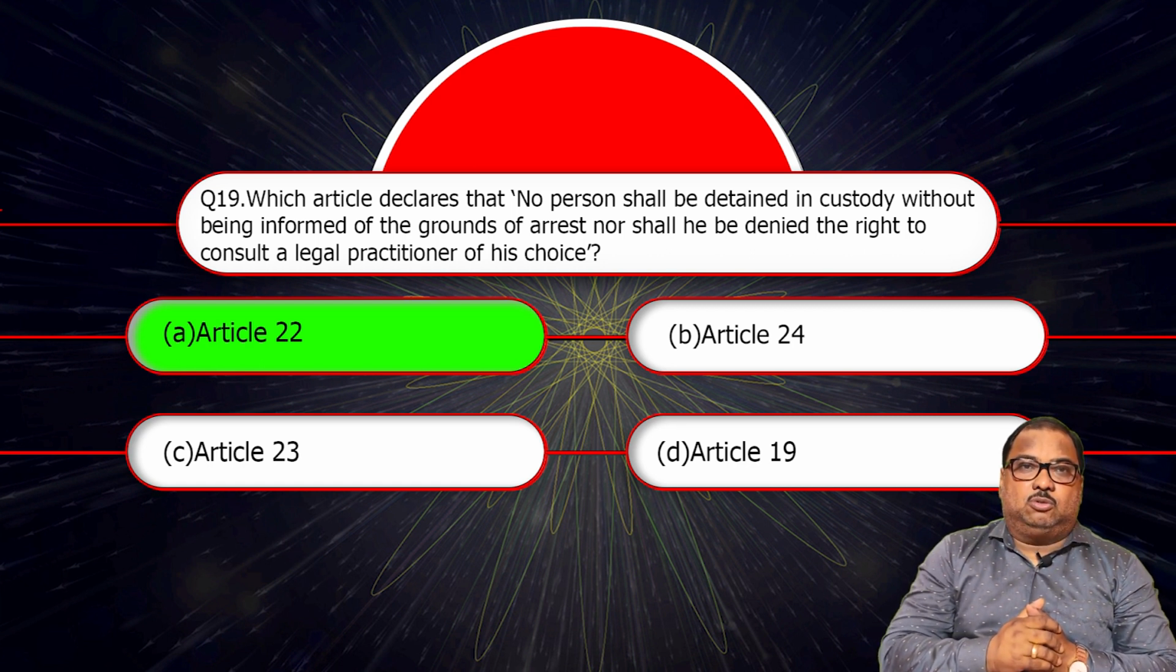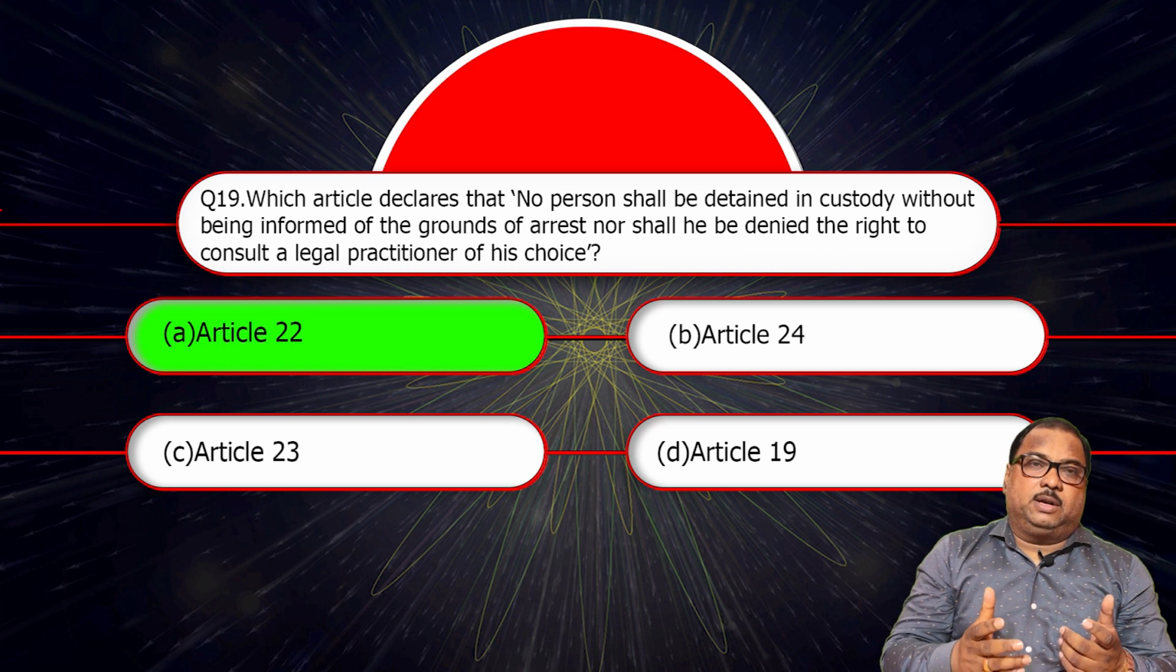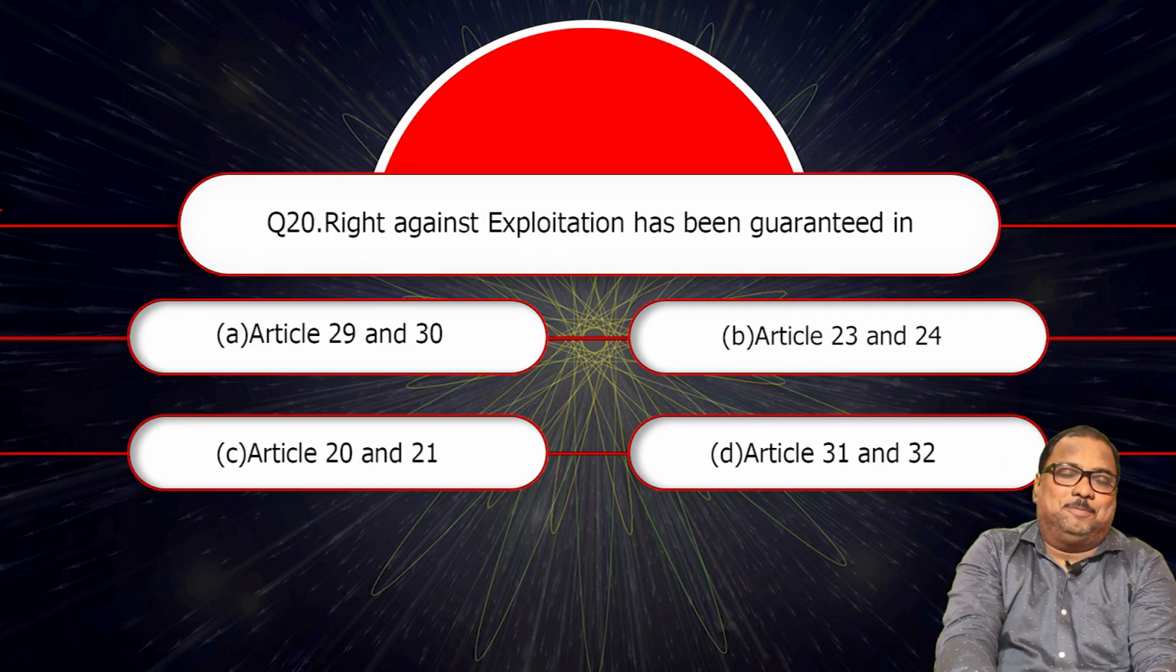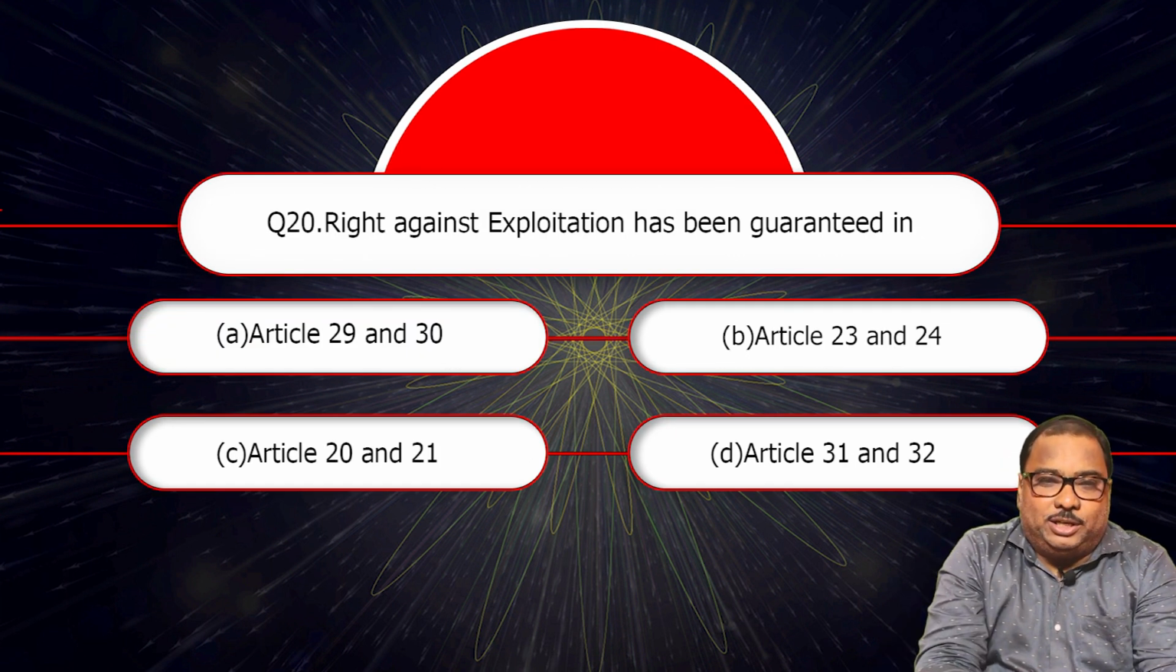Friends, let us move on to our next question on fundamental rights, part 2. Listen carefully. Right against exploitation has been guaranteed in option A, Article 29 and 30, option B, Article 23 and 24, option C, Article 20 and 21, option D, Article 31 and 32. Your time starts now.